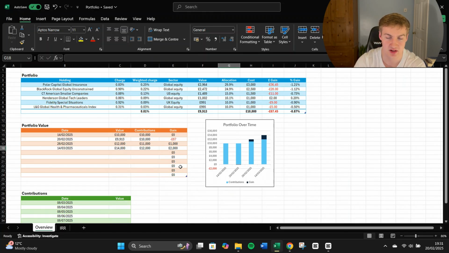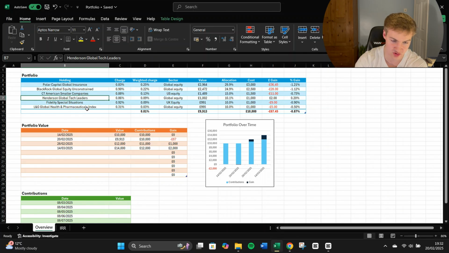So that's the dashboard. I'll talk you very briefly through the portfolio at a high level, but in future videos I'm going to break this down one by one and talk you through why exactly I've invested in each investment. So there are 3 themes that I'd like to highlight: insurance, technology, and health and pharmaceuticals.